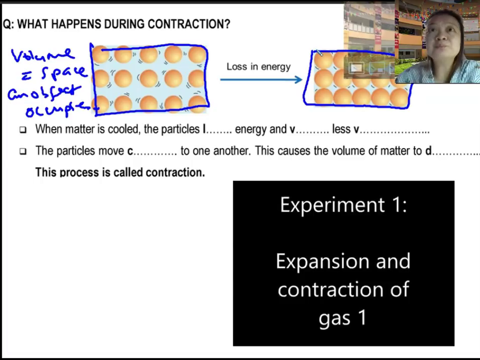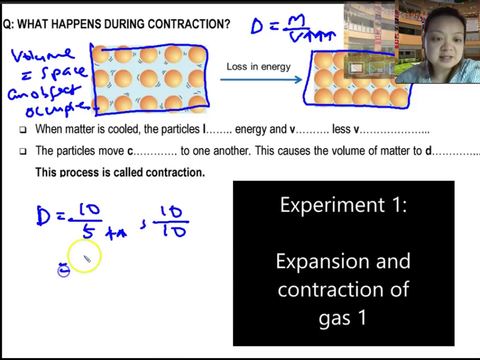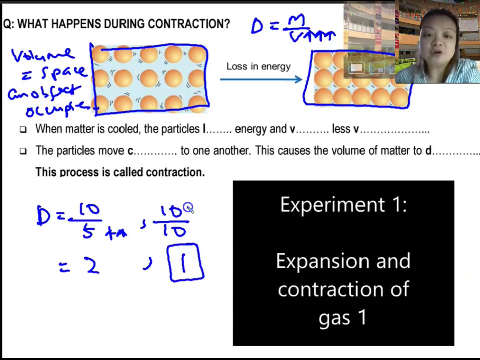Now, how is this volume related to density? Miss Lee actually told you, right? You learned in chapter 1 that density equals mass over volume. So if your volume increases in expansion and your mass stays the same, let's say your mass is 10 and your volume is 5. When your volume increases, it becomes, let's say, 10. Density here, 10 divided by 5 is 2. Density here, 10 divided by 10 is 1. So you can see that when your mass stays the same but your volume increases, your density actually decreases.